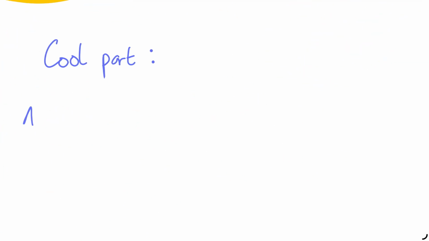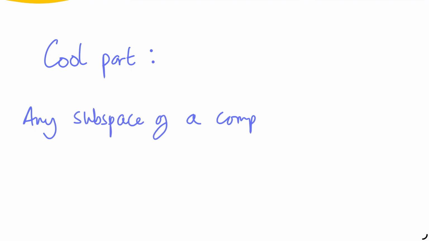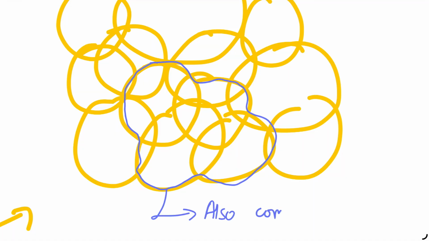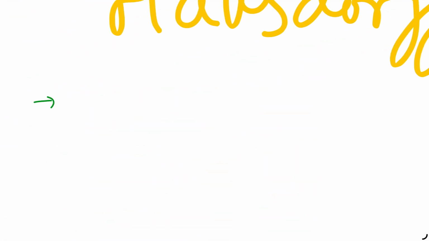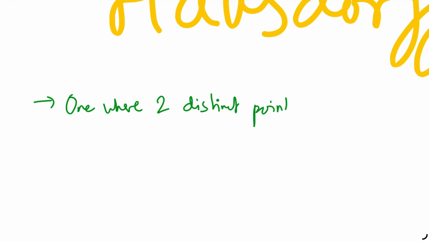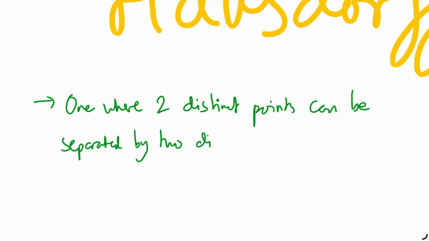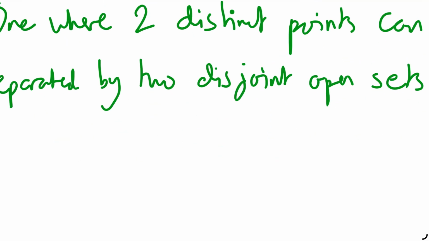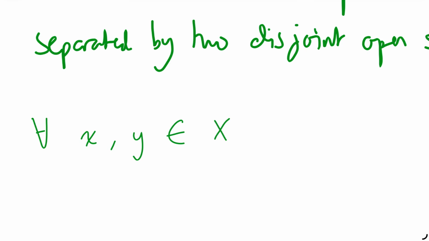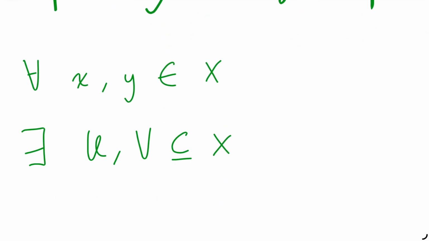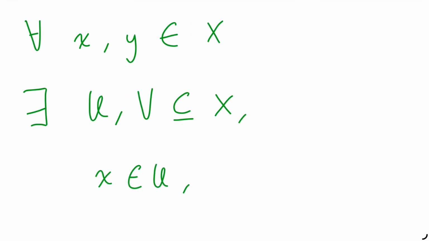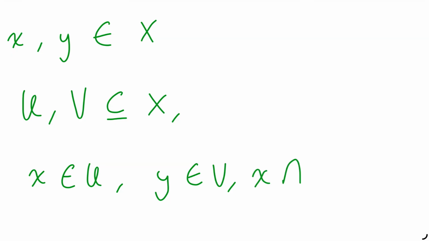And a great thing about compact spaces is that if you have a compact space, any subspace is also compact. Now technically it needs to be a closed subspace, but ignoring the technicalities, this kind of makes sense. And then we have a Hausdorff space, which is one where two distinct points can be separated by disjoint open sets. Or slightly more symbolically, for all x and y in X, which is our space, there exist some subspaces, U and V, such that x is in U, y is in V, and the intersection of U and V is the empty or null set.